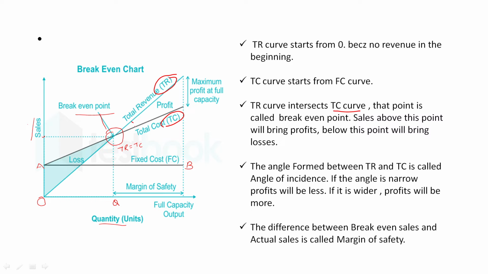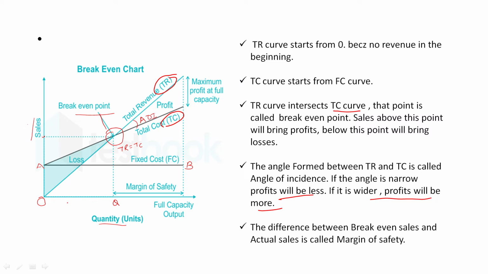The angle formed here, when the total revenue is more than the total cost, is what we call the angle of incidence. Because of lack of sufficient space, I'm writing only the short form here. This angle of incidence is the angle formed between TR and TC. If the angle is narrow, the profits will be less, and if the angle is wider, profit will be more.